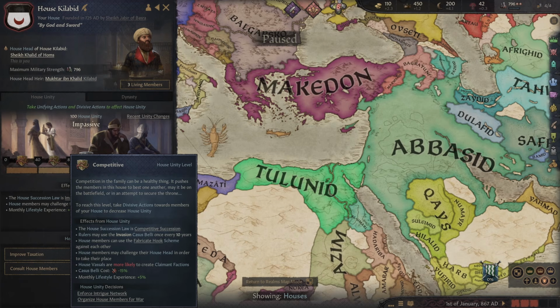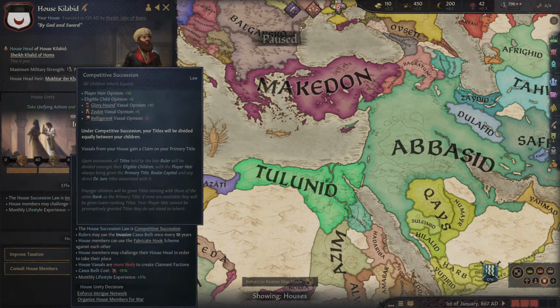Oh, and for some reason the house unity window calls the subjugate kingdom CB invasion CB, which is a different CB altogether, but whatever. I'll call it subjugate kingdom because that's what it is, just ignore the fact that it calls it invasion in all these tooltips.